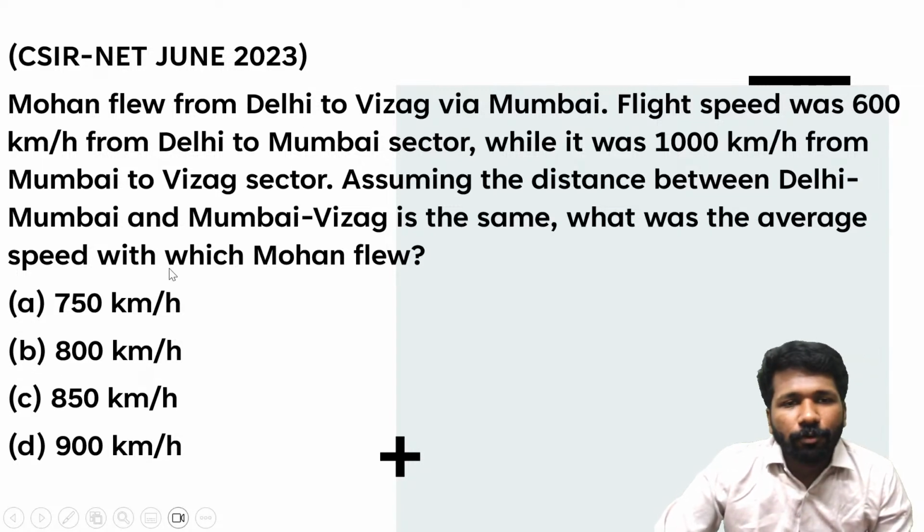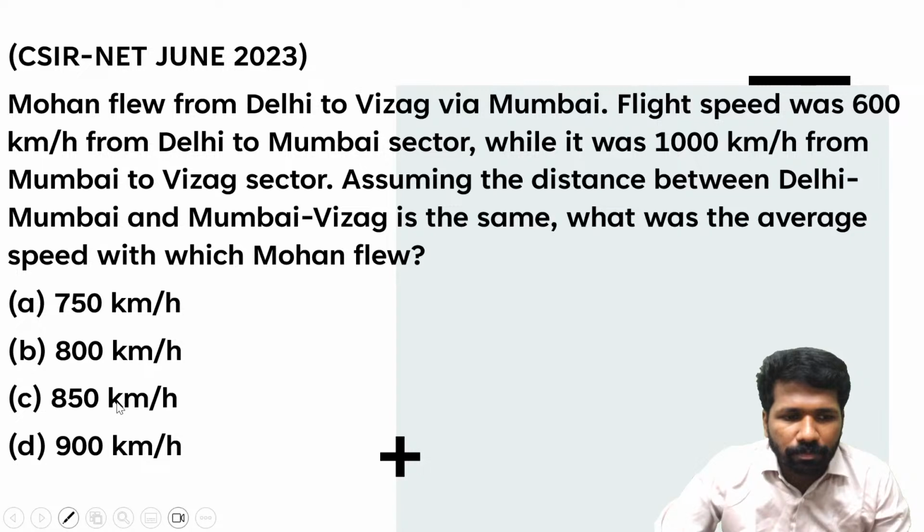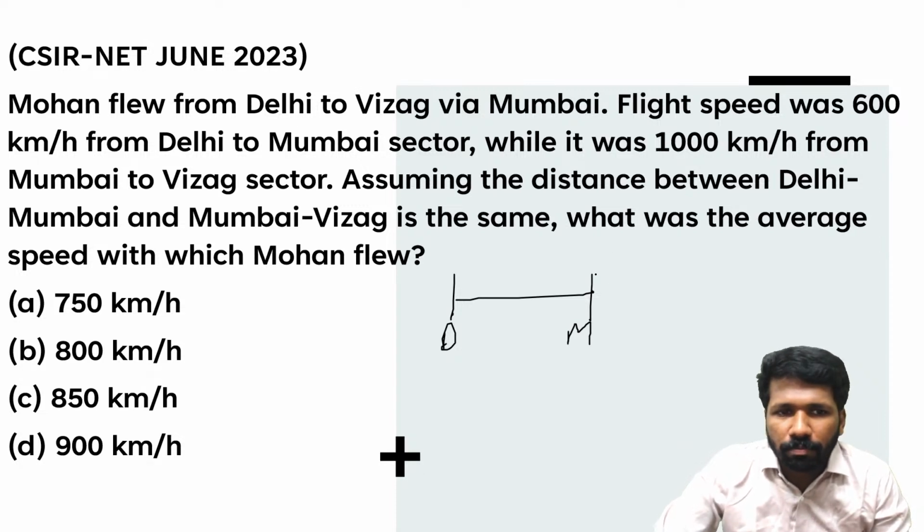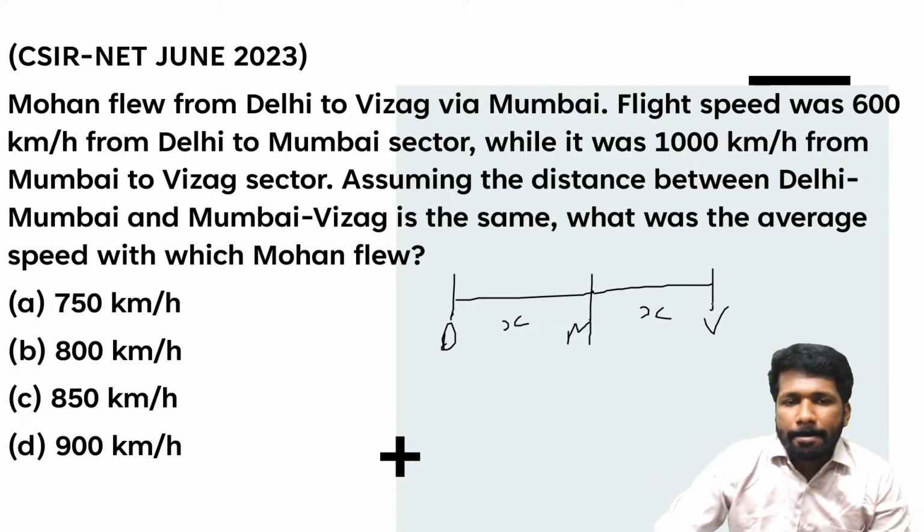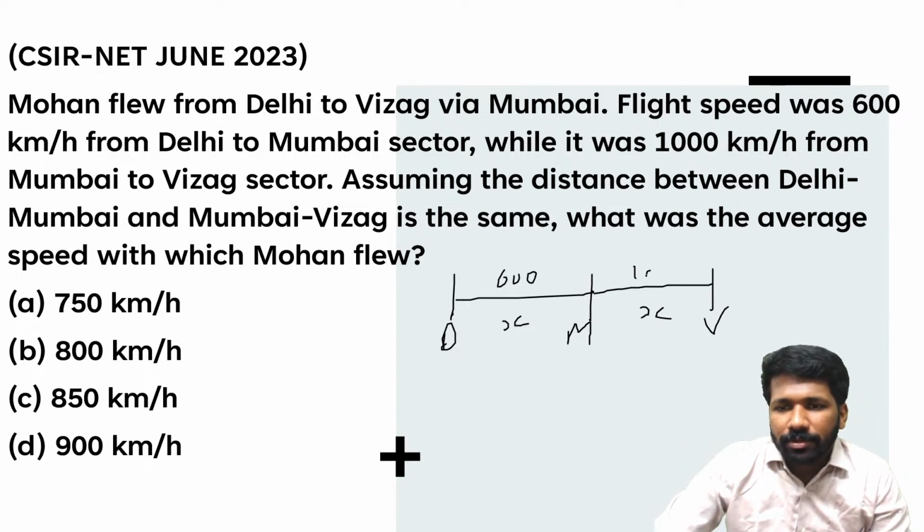Let's see. Mohan flew from Delhi to Vizag via Mumbai. Flight speed was 600 km per hour from Delhi to Mumbai. So Delhi to Mumbai was travelled at 600 km per hour speed, while it was 1000 km per hour from Mumbai to Vizag sector. So assuming that the distance between Delhi to Mumbai and Mumbai to Vizag is the same, that means this distance is x, this distance is also x. Here the speed was 600 km per hour, here it was 1000 km per hour. What was the average speed?